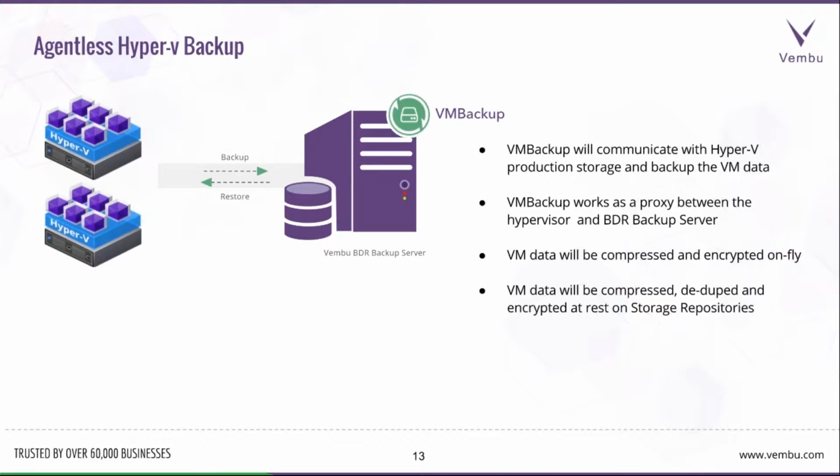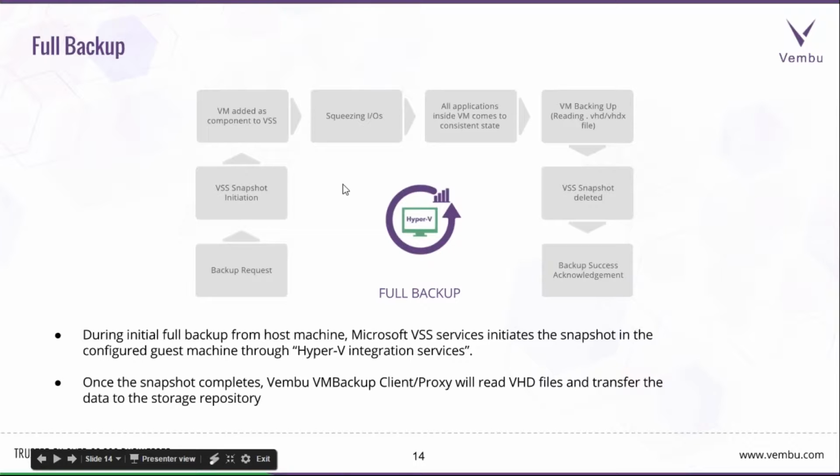The Hyper-V backup is purely agentless, where on the Vembu BDR backup server itself you can configure the backup. There is no need to manually go and install an agent inside each Hyper-V host server. You can simply add the Hyper-V host server credentials on the Vembu BDR server console itself, and Vembu VMBackup will act as a proxy between Hyper-V and the Vembu BDR server. It encrypts and compresses the data and sends only the encrypted, compressed data to the BDR server, where it is deduped and stored in the storage repository using the Vembu Hive file system. So this is how a full backup happens in Vembu VMBackup Hyper-V backup.